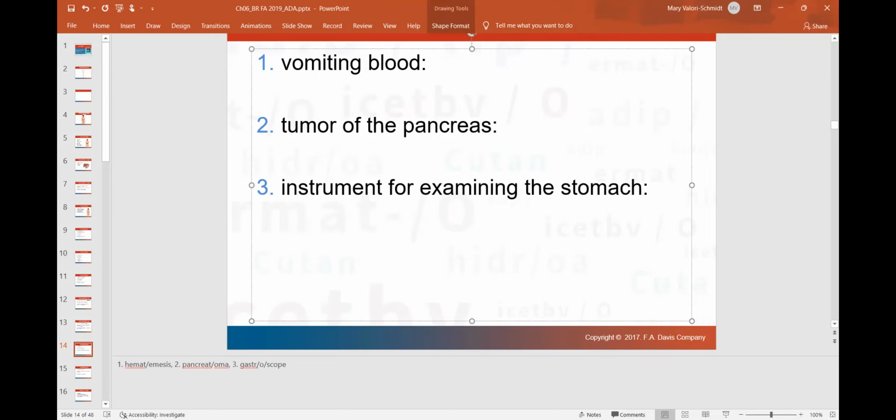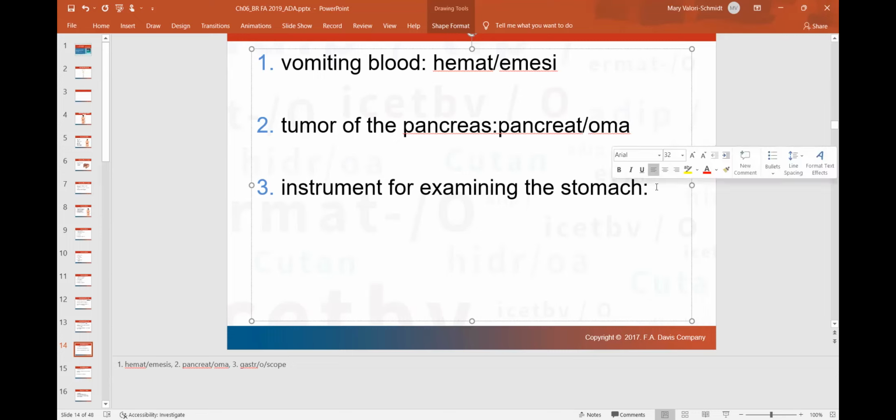Vomiting blood. So vomit is emesis, hematemesis, right, is vomiting blood. Tumor of the pancreas, pancreatoma, being a new growth. And then an instrument for examining the stomach would be a gastroscope.